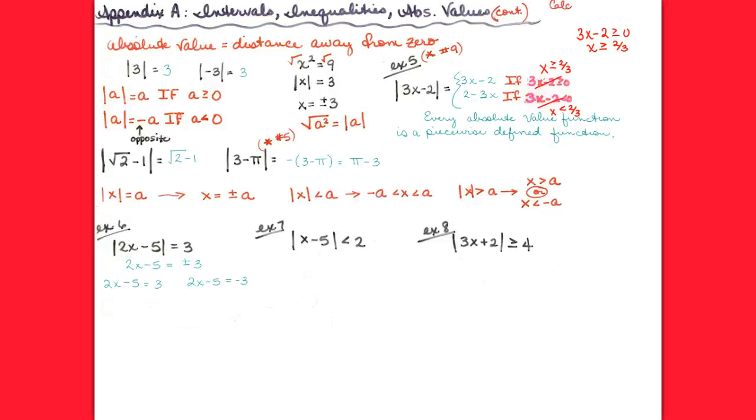All right, so let's solve this first one. What are you going to do to solve the first one? Perfect. Add 5, divide by 2. And then same story with the second one, right?